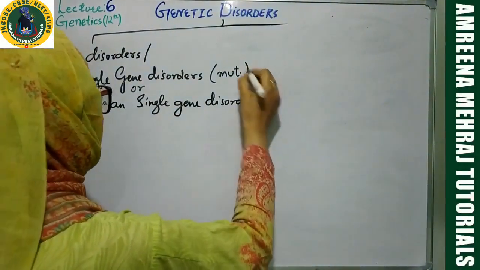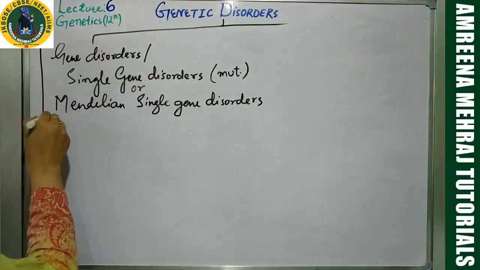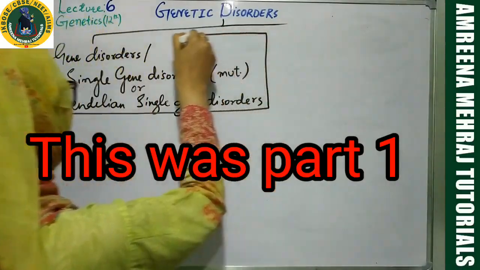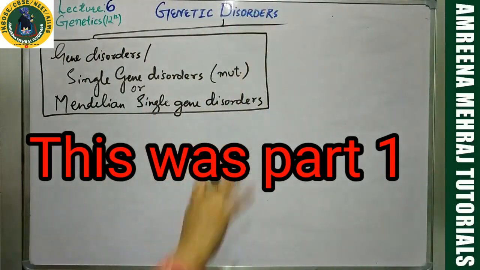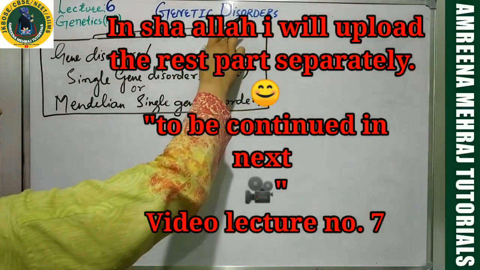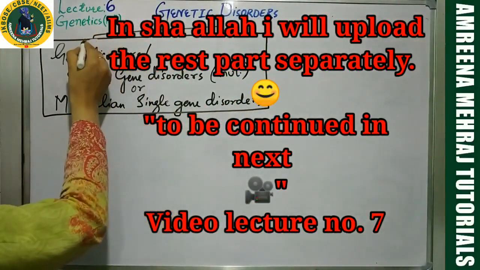So you will have these single gene disorders. Let me put them down in one box. Where is the other category? That is gone. That is chromosomal disorders. I have deleted that for the time being. We'll be focused on this particular stuff.